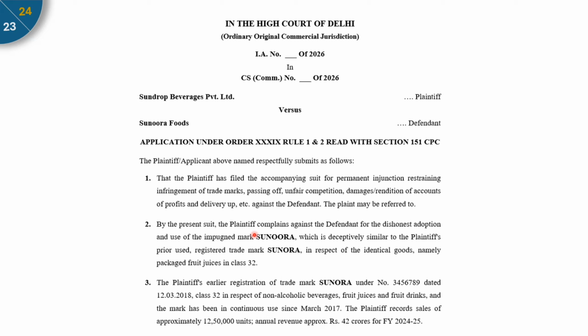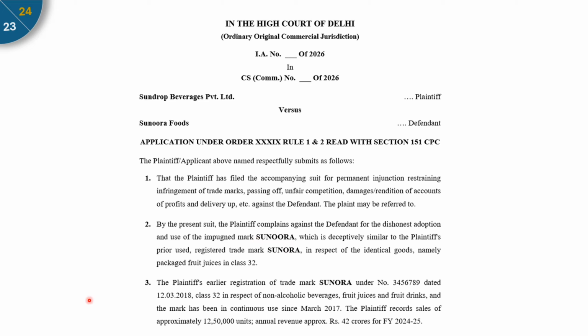So all these things close off any argument that it is a different market or different classes of goods. So if a judge only read this sentence and nothing else, they would already understand the entire cause of action. And that is the test for whether paragraph 2 is doing its job or not.